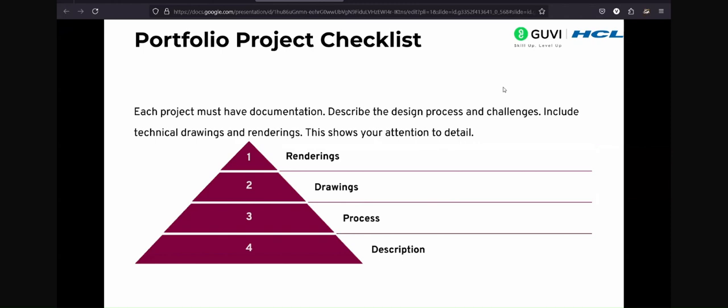So moving on to the next part, the portfolio project checklist, right? Each project must have documentation, which I have told you in the previous slide. Once you start any project, you need to document all the things: what was the problem, and all the images you can add on. These are the four steps which I have done: rendering, drawing, process, description. In the portfolio, you can add all these things. You can note it down if you want.